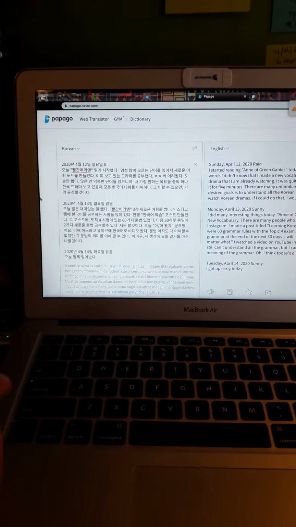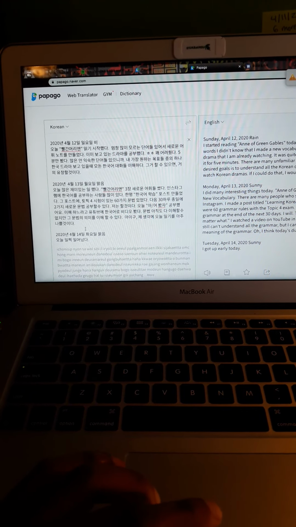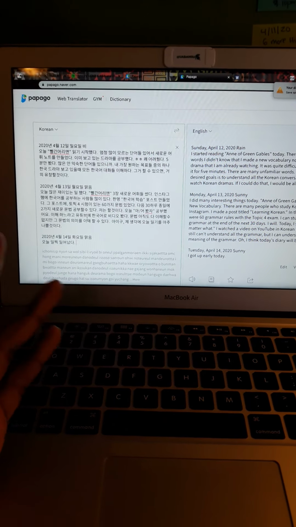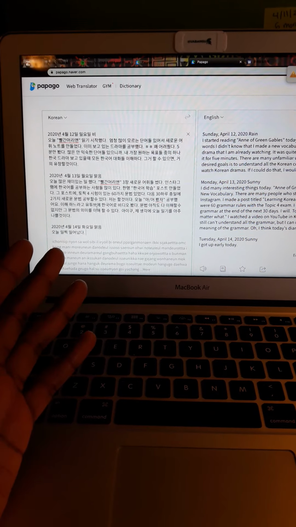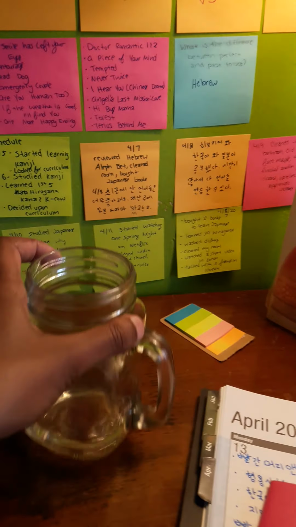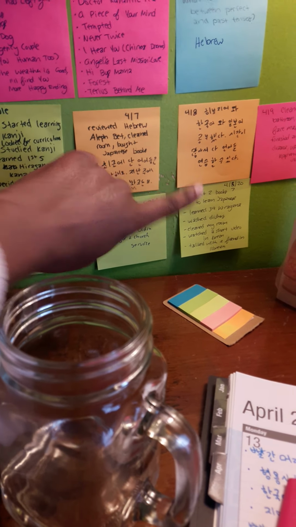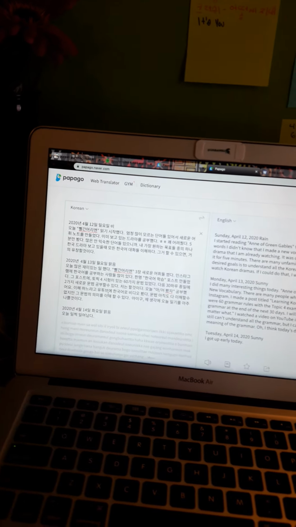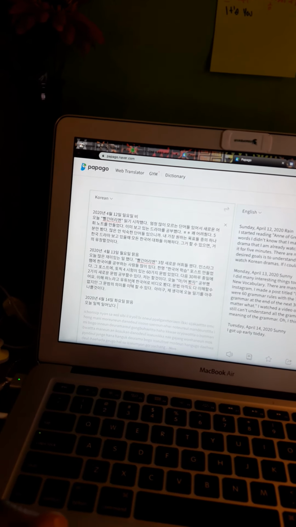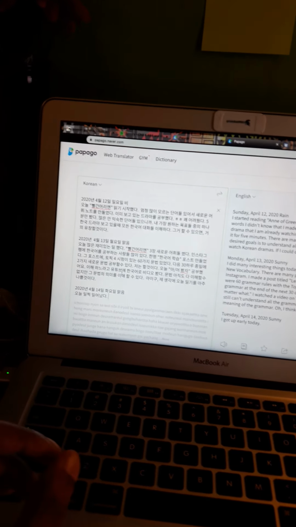So what I do is I will go ahead and type my journal entry into here. As you can see over here, I just put down some things that I do each day just to keep up with my schedule so that I can write it. Usually I do like 3 to 4 days at a time, so I can remember what I did.